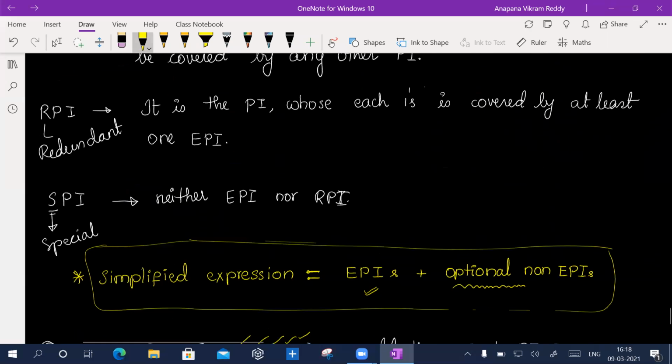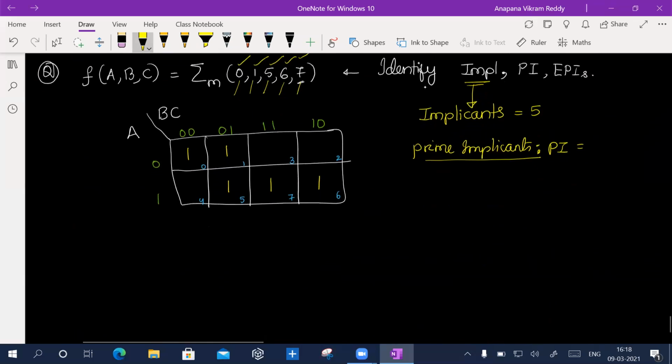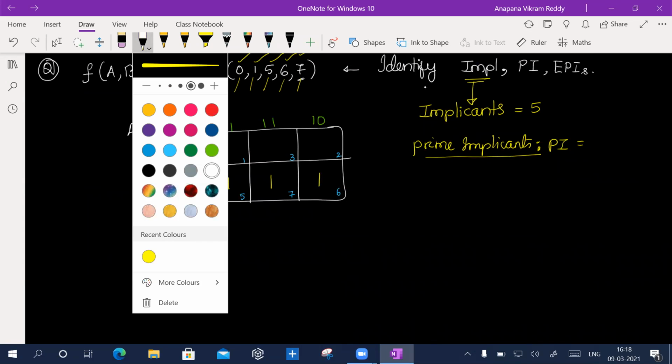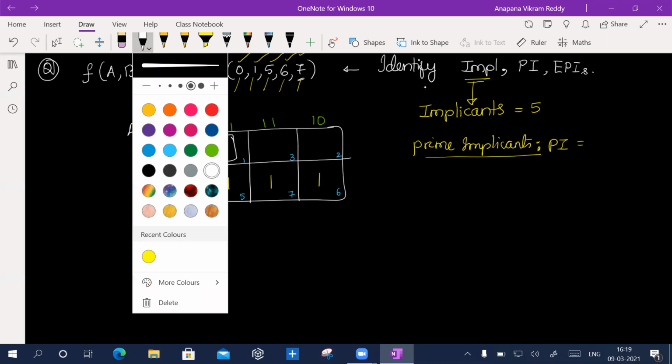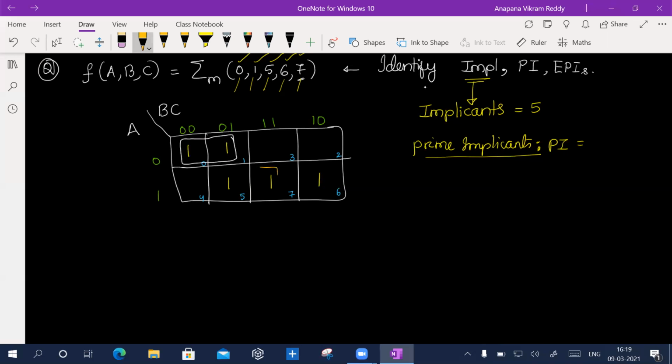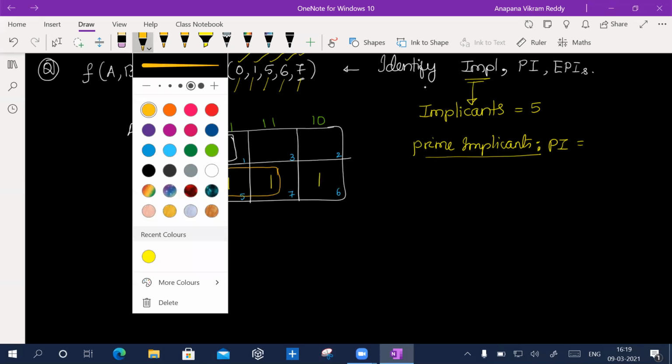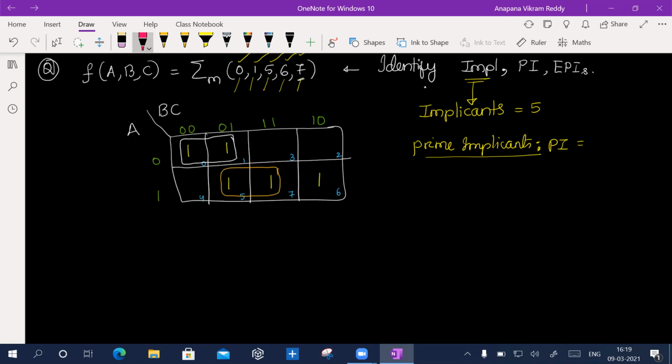For example, one of your friends said 3. That means he grouped it, but he did not take the maximum possible. One possibility is this. I'll take a second possibility, something like this. This is my second possibility. So my third possibility also is ready. This is my third possibility.